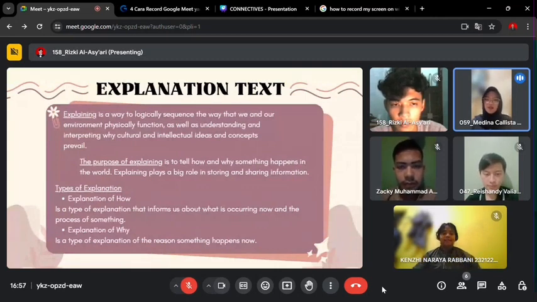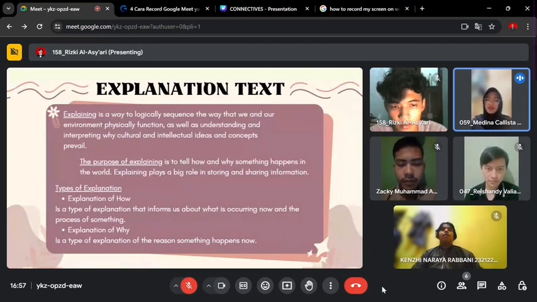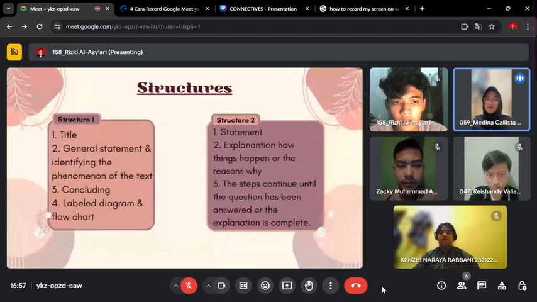And then there are two types of explanation. The first is explanation of how, that informs us about what is occurring now and the process of something. And the second is explanation of why, a type of explanation of the reason something happens now. Furthermore, this will be explained by Zaki.